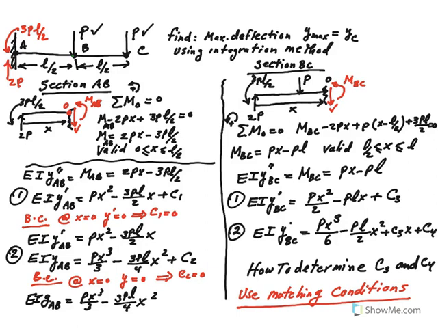And first of all, how would this guy deflect? So it would deflect like this. And the maximum deflection would be right here. And that's the intention. We want to find the maximum deflection, which would be the deflection at point C.